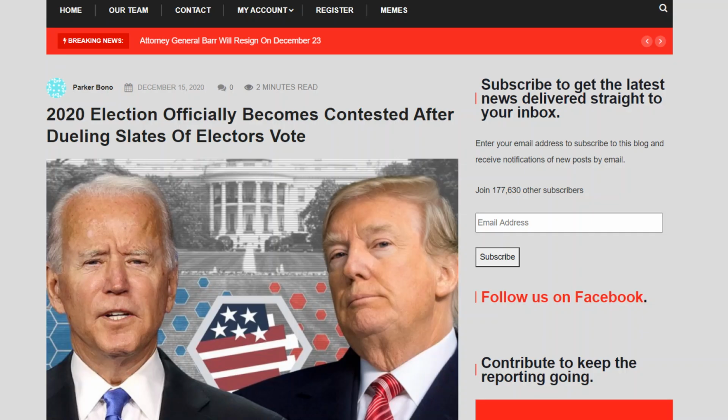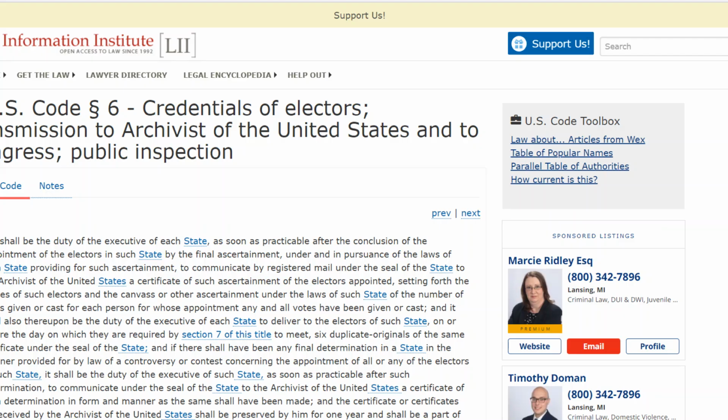In the event that an election is being contested, due to whatever reason, in 1876 and in 2020, fraud is one of the main reasons, then remember 3 U.S. Code Section 6, where it says, quote, if there shall have been any final determination in a state in the manner provided for by state law of a controversy or contest, then the governor must, as soon as practicable after such determination, communicate under the seal of the state a certificate of such determination in form and manner as the same shall have been made.